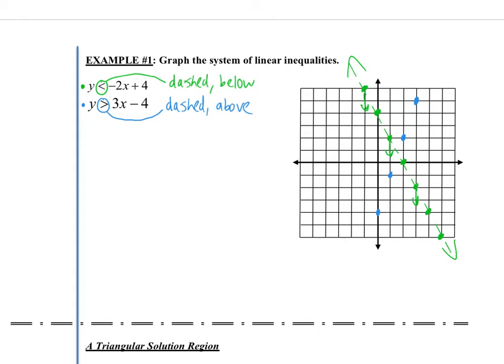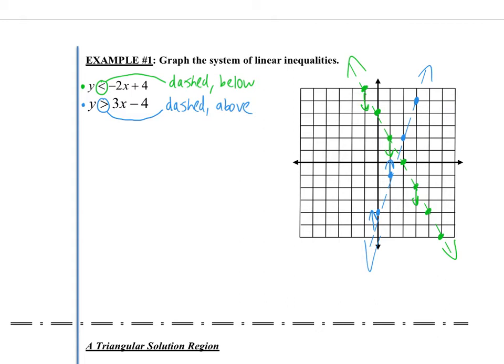Get my ruler back here. And it's dashed, so I'm going to draw a dashed line. A little bit off, but it'll work. Okay, and now we got to mark, we're shading above. So I'm going to draw some arrows above the line here so you can see where they overlap. We're not going to shade over here. They overlap, and that's going to be the solution. We're not going to shade in the top, the right, or the bottom. We're going to shade where they overlap over here.